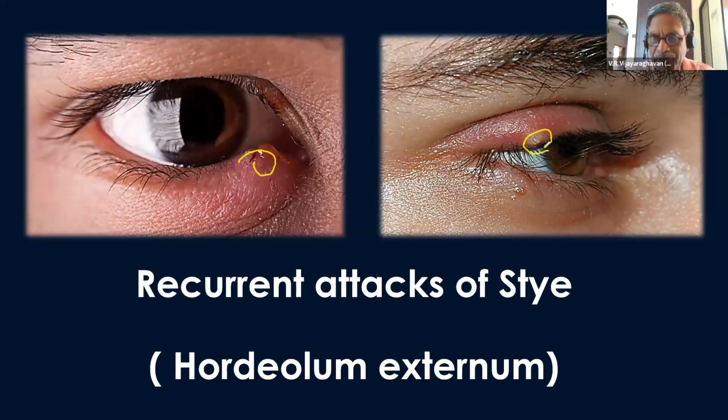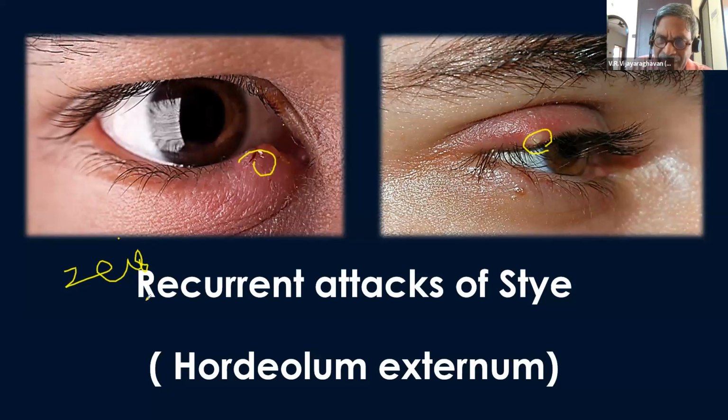When there is an acute inflammation of the glands of Zeis, the problem may be recurrent attacks of stye, hordeolum externum, particularly in young children. Be careful. You have to examine the patient for evidence of any refractive errors. You are supposed to examine the refraction. The patient may require glasses, because of uncorrected refractive error.